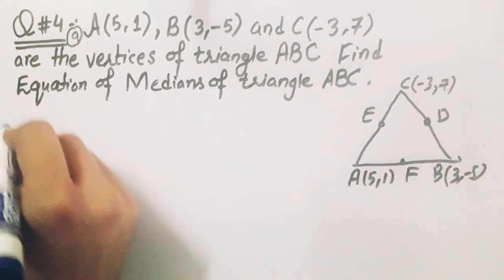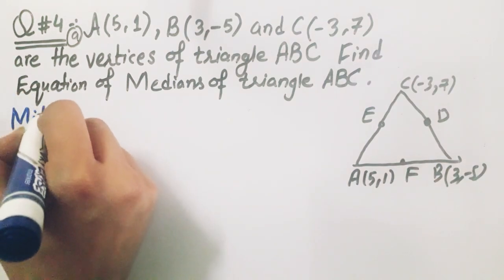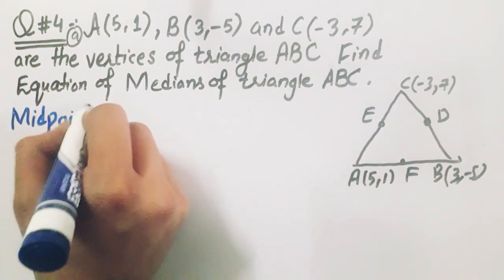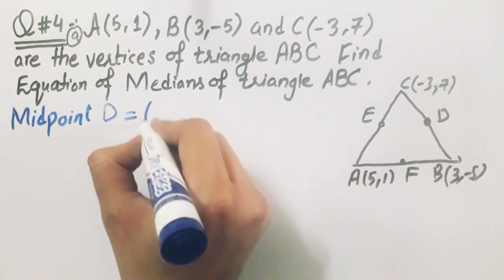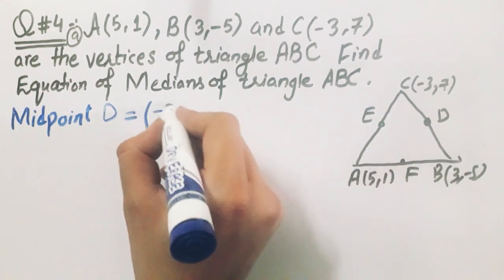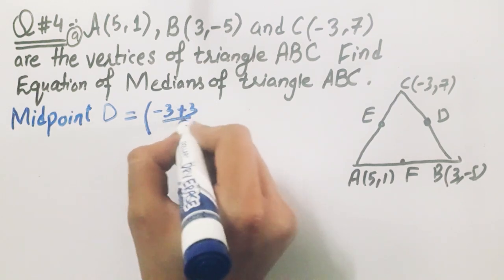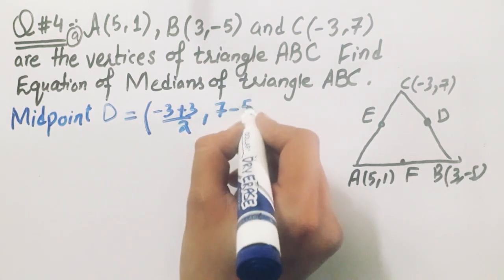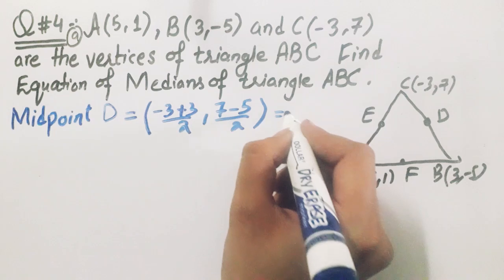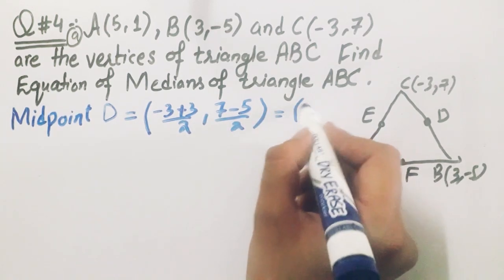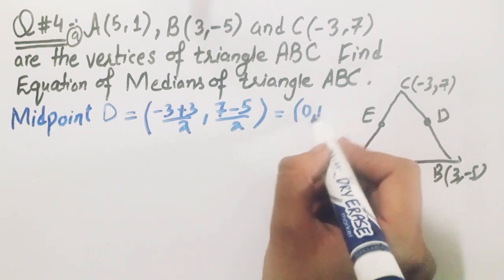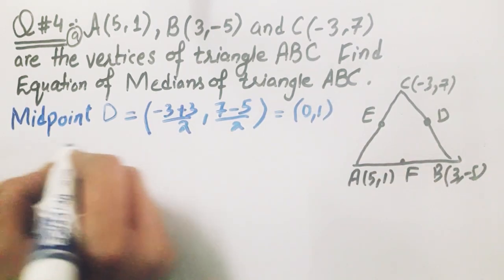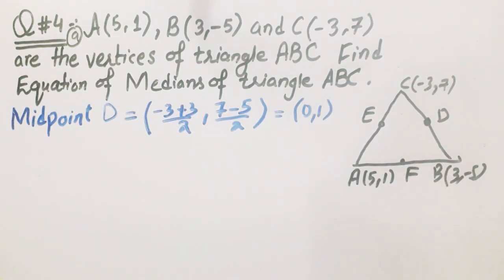Now we have to find first of all midpoint D. Midpoint D will be equal to minus 3 plus 3 divided by 2 and 7 minus 5 divided by 2, which is equal to 0. 7 minus 5 is 2, 2 divided by 2 will be 1. So 0 and 1.